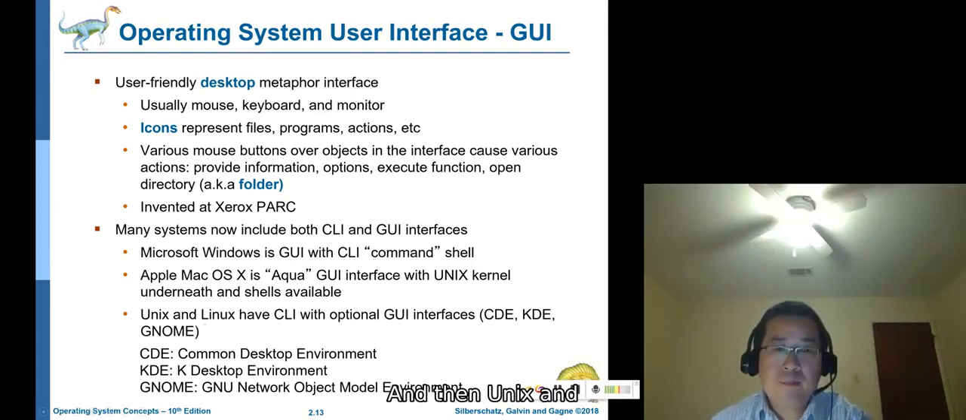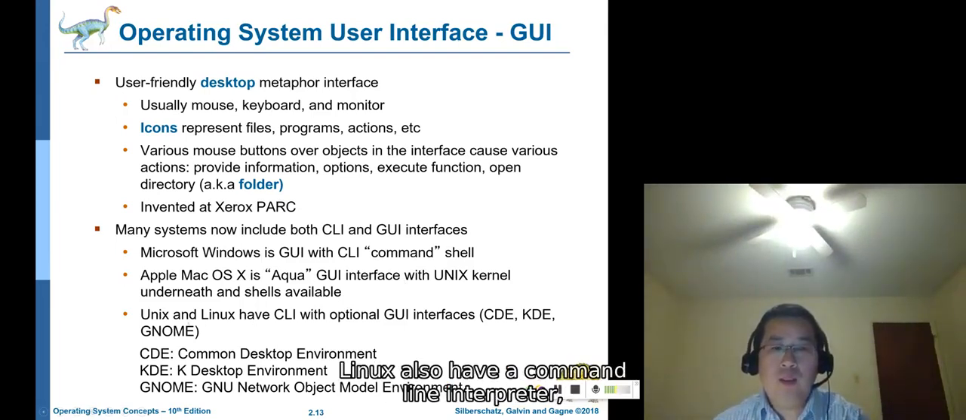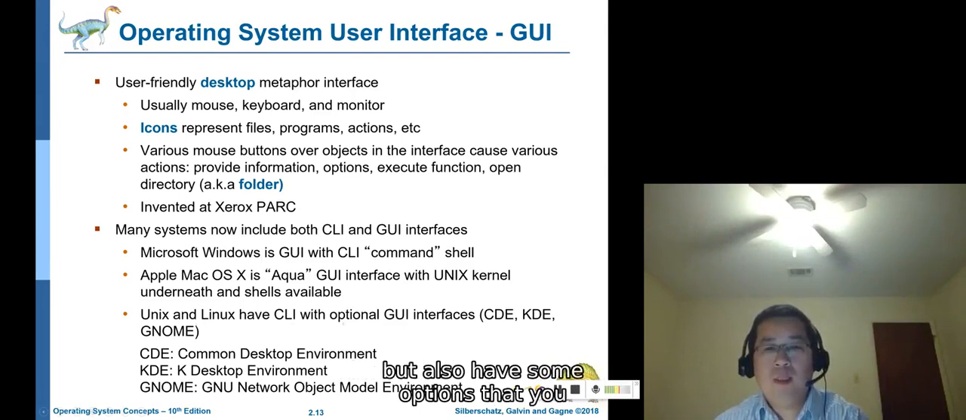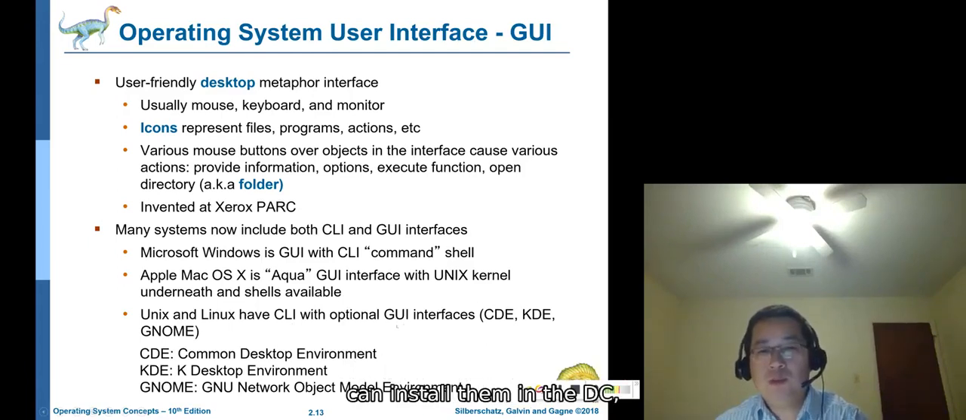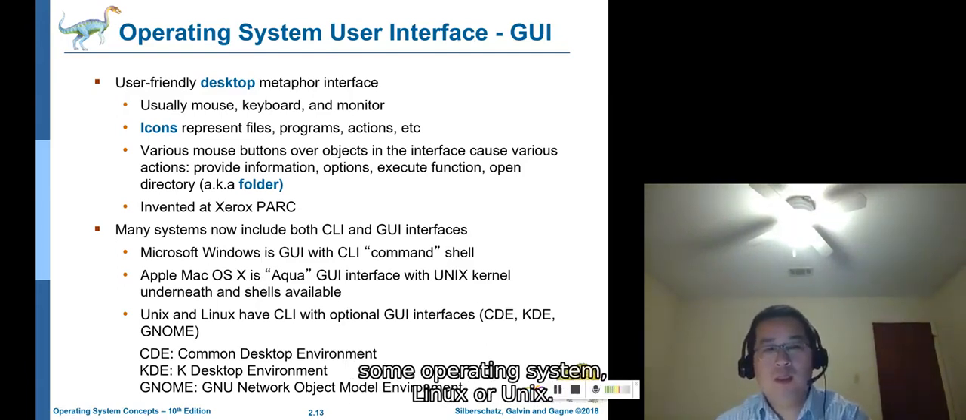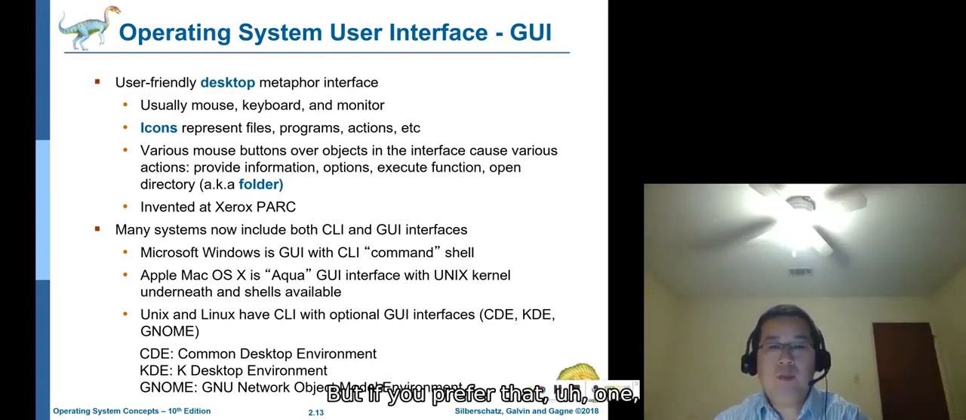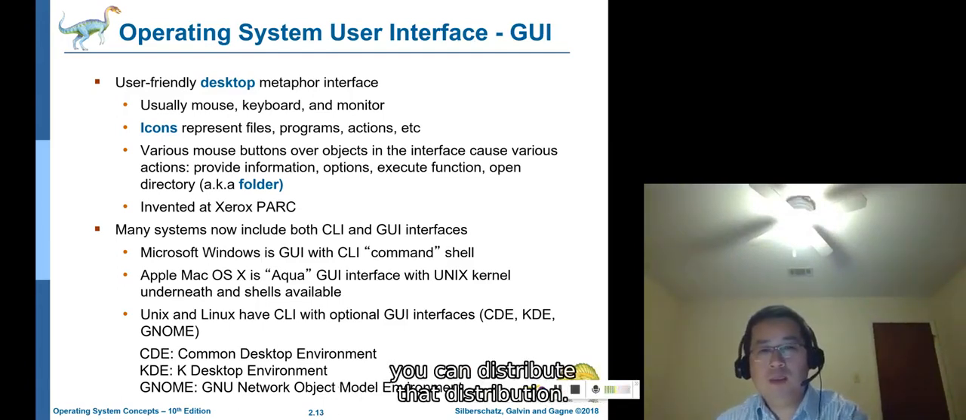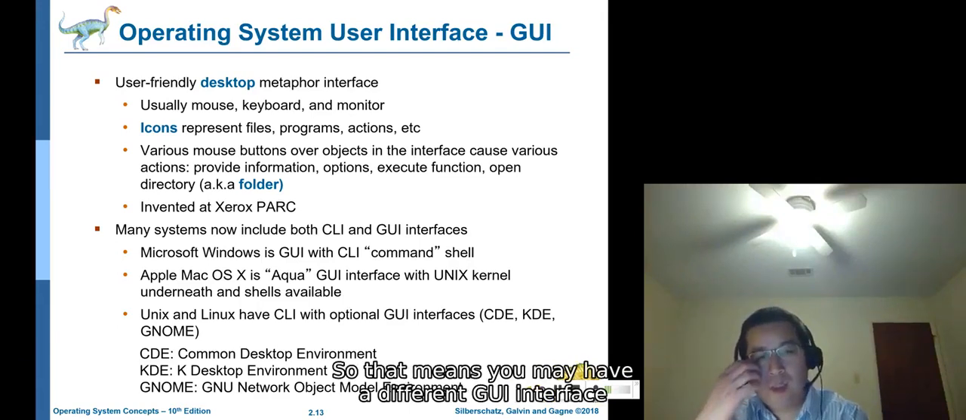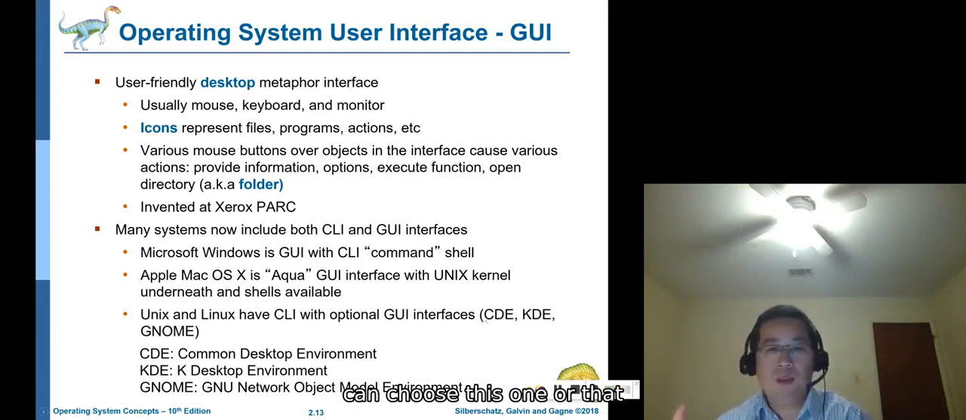Okay. And then Unix and Linux also have a command line interpreter, but also have some options you can install. That means this is not shipped together with the operating system, Linux or Unix. But if you prefer that one, of course you can download that distribution. So that means you may have different GUI interfaces, because it's optional. You can choose this one or that one.